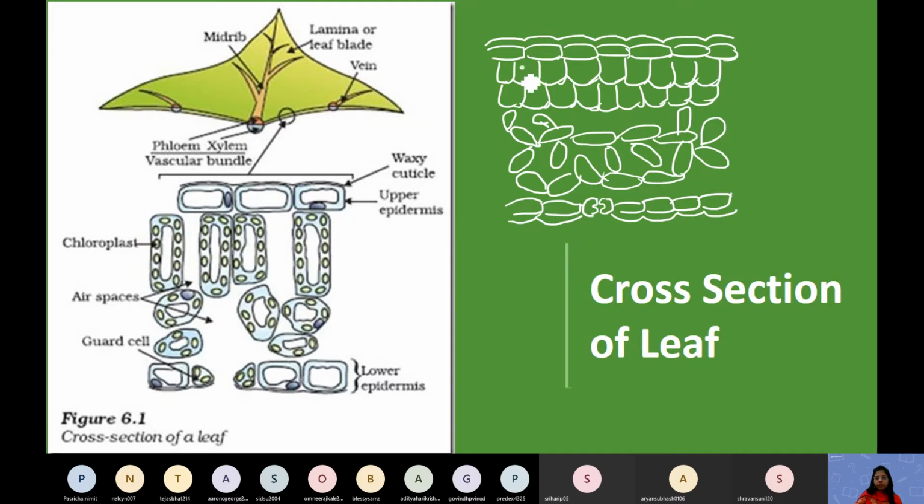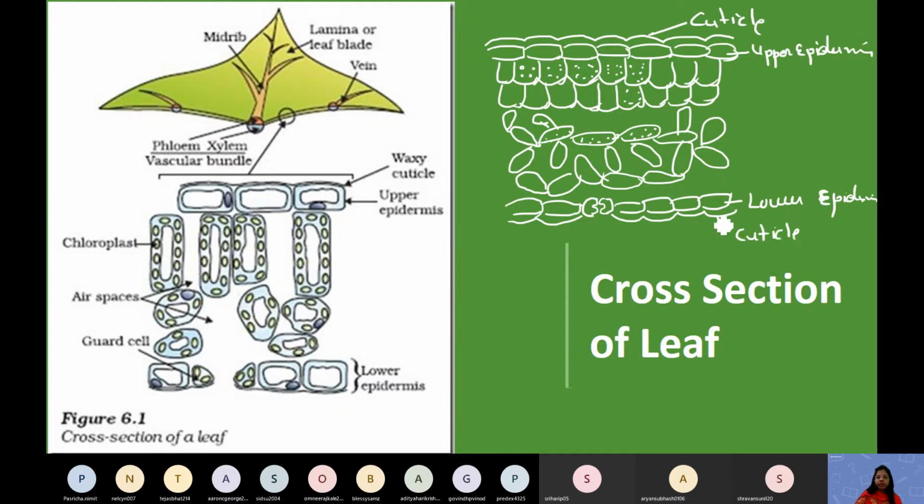Now you make some dots. Actually, what are these dots? These dots are chloroplasts. You have to make these dots in this cell as well as in this cell. I'm not making the dots because it will take so much time. Now I'm doing the labeling. This is called the upper epidermis. This is called the lower epidermis. Here you write cuticle. Here also you can write cuticle.